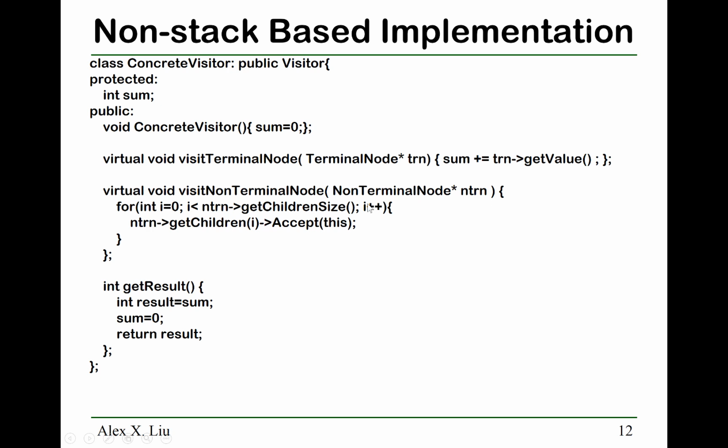For a non-terminal node, we have a non-terminal node pointer. We go through all its children and ask each of them to accept this concrete visitor as the visitor. During this process, all the terminal nodes under this non-terminal node are added to the value sum. Then to get the result, we assign sum to result, assign 0 to sum, and then return the result. Here again, sum equal to 0 is to avoid side effects of one round of visit on another round of visit.